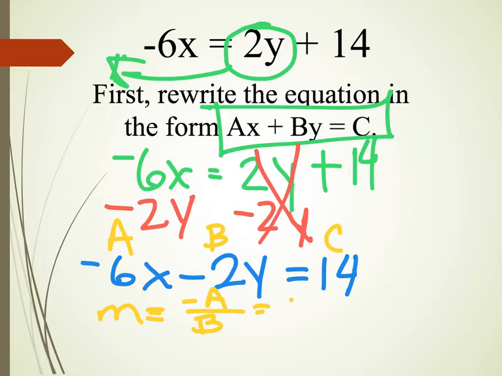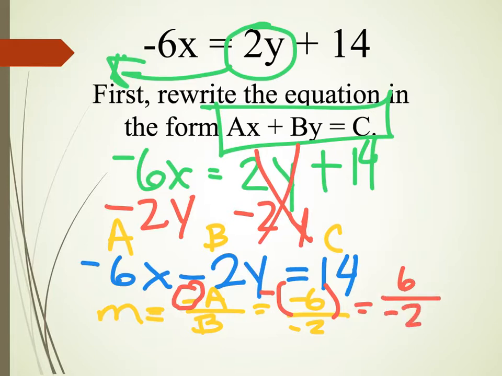Currently, A is negative 6, B is negative 2. But right here, I'm supposed to put another negative in front of A. Just because it's already a negative 6 doesn't mean I forget about making the whole thing negative. So a negative times a negative is a positive. So I have positive 6 divided by negative 2. So 6 divided by negative 2 is negative 3. So that is our slope.